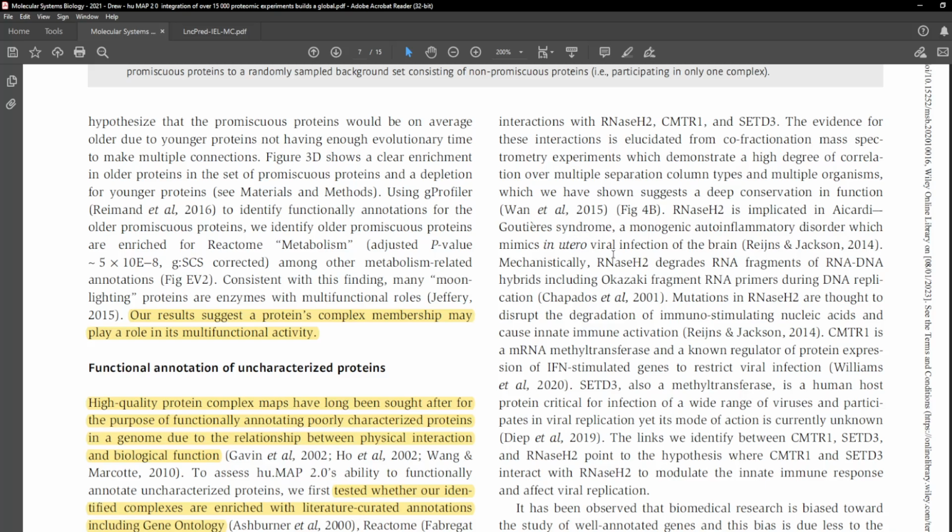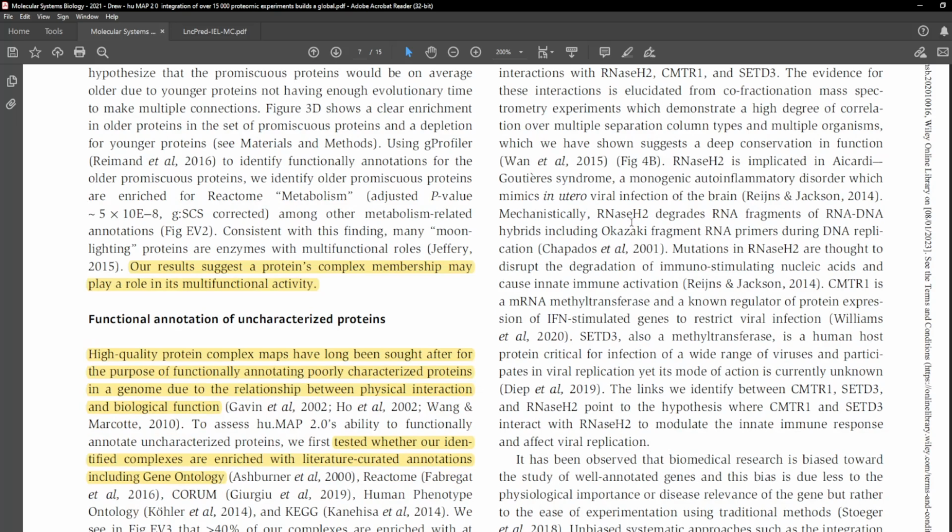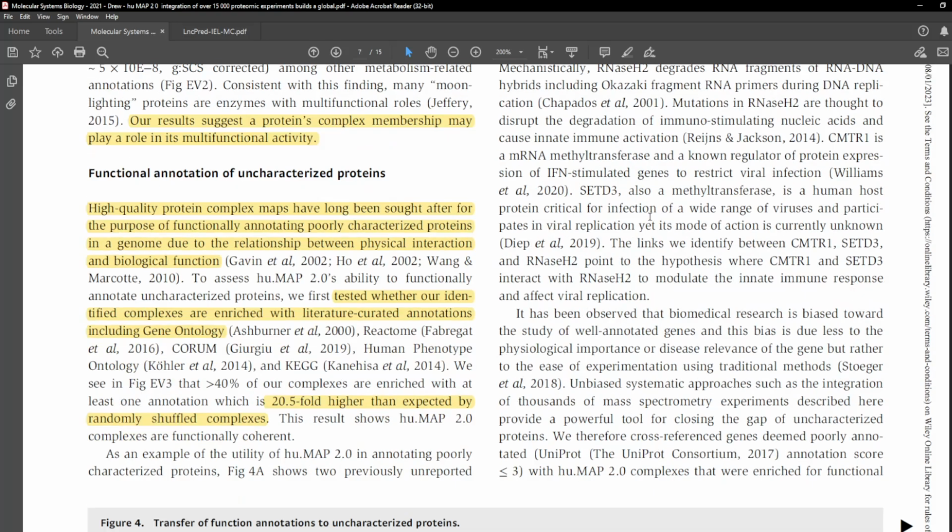Mechanistically, RNASEH2 degrades RNA fragments of RNA-DNA hybrids including Okazaki fragment RNA primers during DNA replication, Chapados et al., 2001.